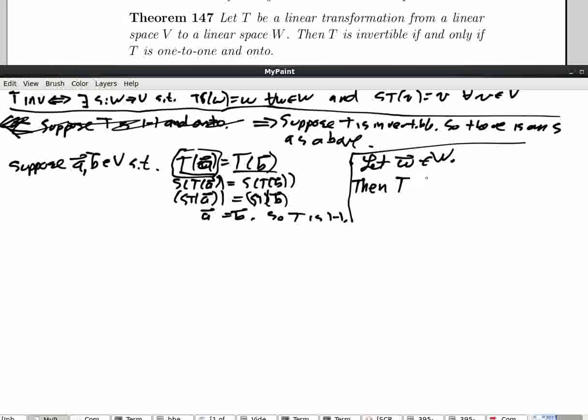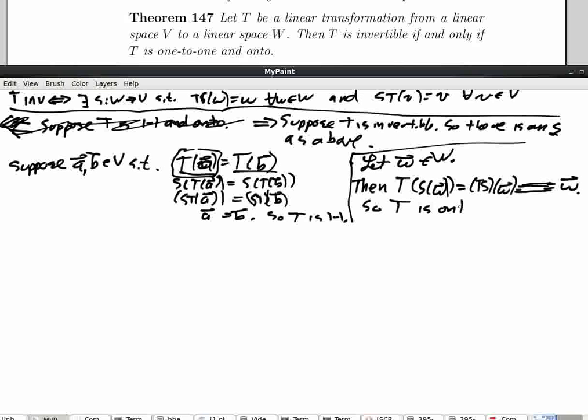Then I need to show that T of something is equal to W. And here's what that something is. It's S of W. It's invertible, so I have this function S. I'm going to use it because T of S of W is always equal to W, so that's just a really long equal sign, so it equals W.